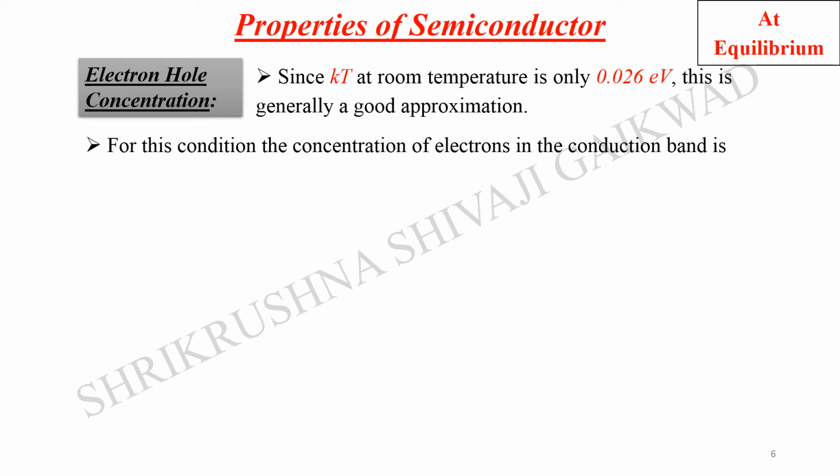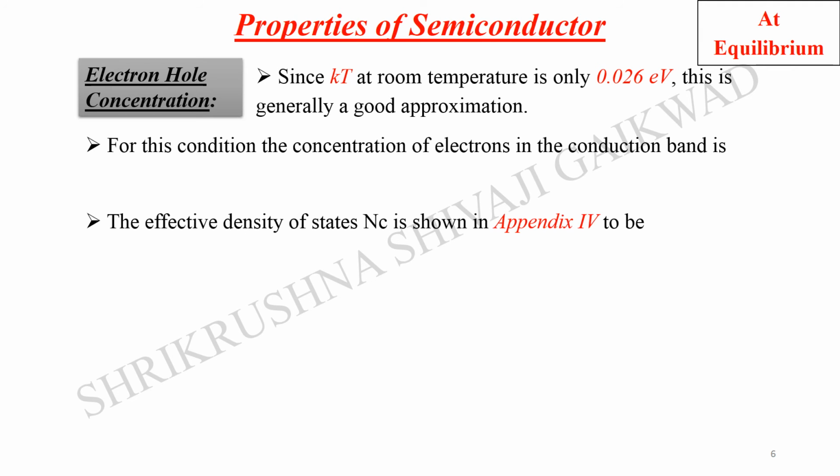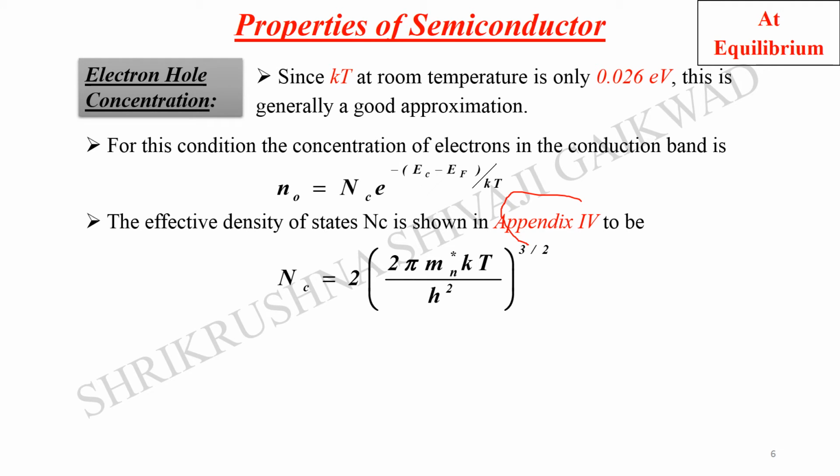For this condition, the concentration of electrons in the conduction band is given by n0 equal to Nc e raised to minus (Ec minus EF) by kT. The effective density of states Nc is shown in Appendix 4, and Nc is equal to 2 times (2 pi mn star kT by h square) raised to 3 by 2. We have even calculated this in the previous lectures as well.